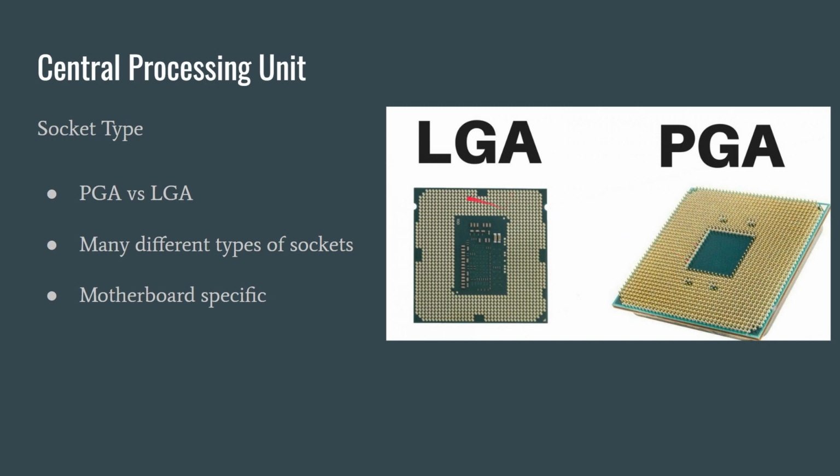With LGA, there's a bunch of pads on the CPU, and the motherboard has a bunch of pins that stick up out of it, and these pins touch the pads on the CPU. Typically LGA is associated with Intel and PGA with AMD, but there have been some Intel PGAs and whatnot. Inside these 2 categories, there's LGA 1700, LGA 1400, a bunch of different types of categories.